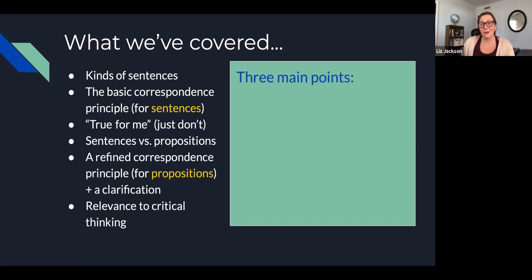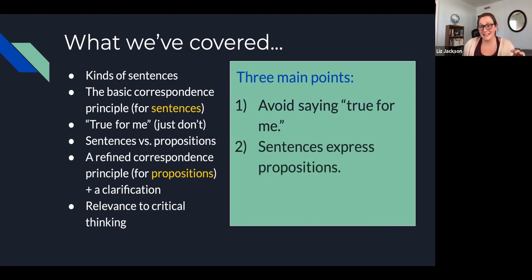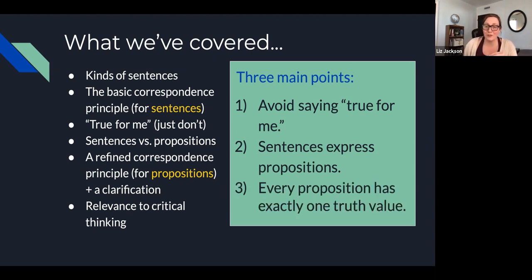So here are the three main points I want you to remember. One, avoid saying true for me. Truth is about correspondence to the world, not about your beliefs. Two, sentences, which are strings of words, express propositions, which are thoughts or ideas. Propositions are ultimately the thing we're going to evaluate for being true or being false. And three, every proposition has exactly one truth value. It is either true or false.